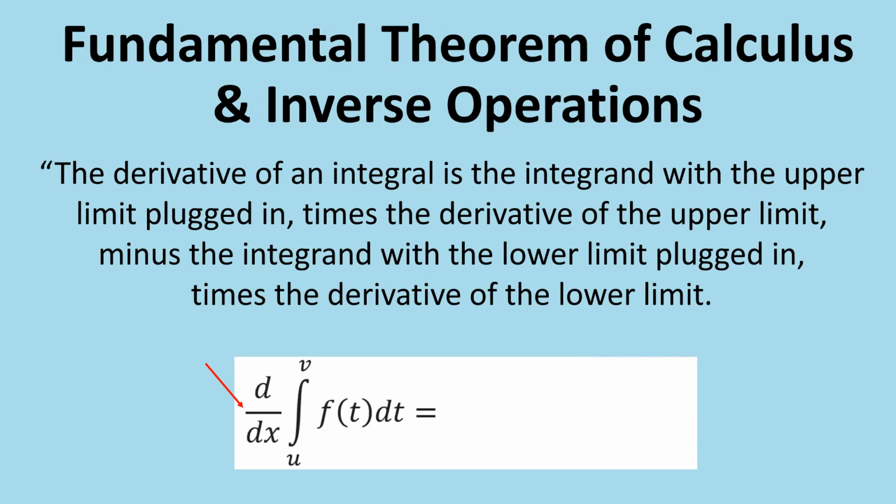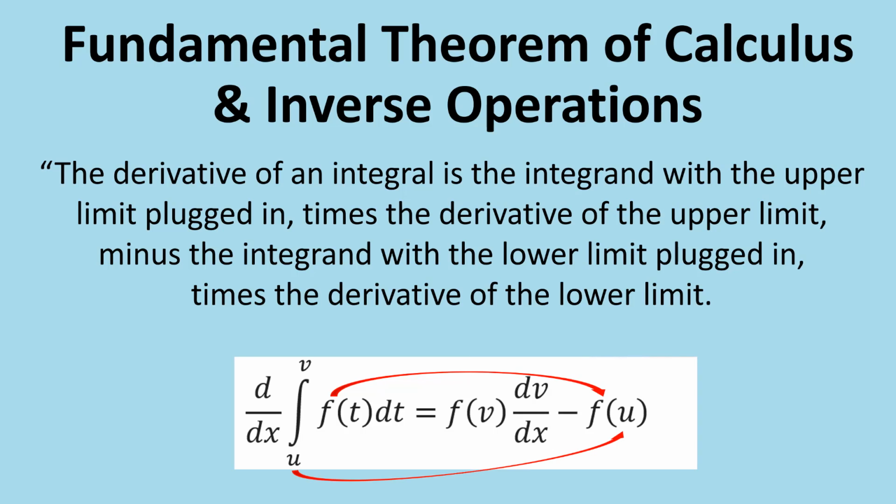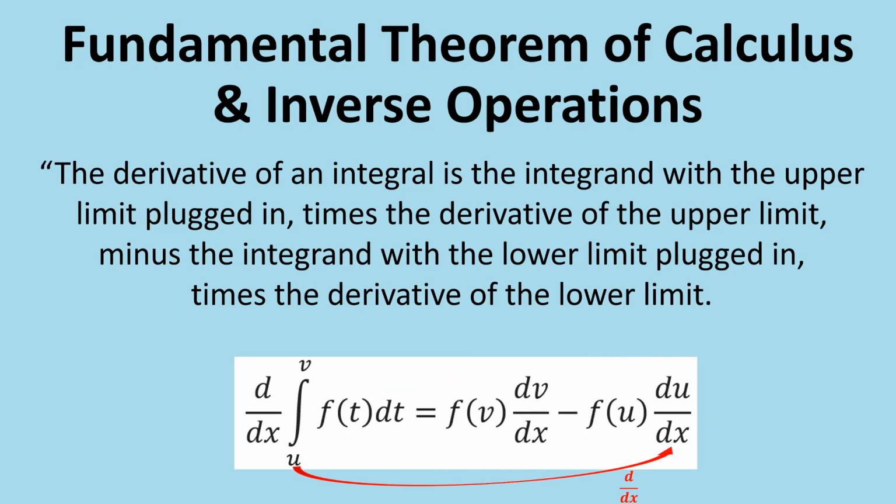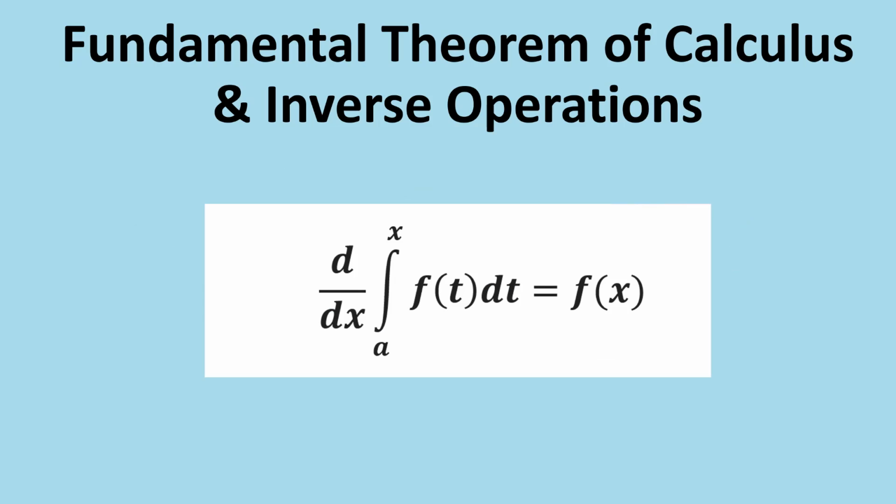The derivative of an integral is the integrand with the upper limit plugged in times the derivative of the upper limit minus the integrand with the lower limit plugged in times the derivative of the lower limit. Thinking about the FTC using this phrase incorporates many of the ways these operations undo one another. It incorporates rules of differentiation, it incorporates concepts involved in changing the direction of integration, and we can even see elements of how we evaluate definite integrals. Let's take a closer look.